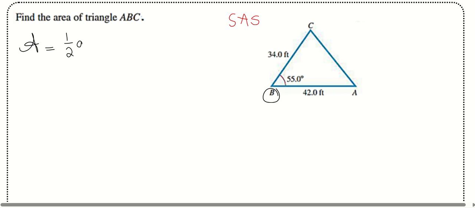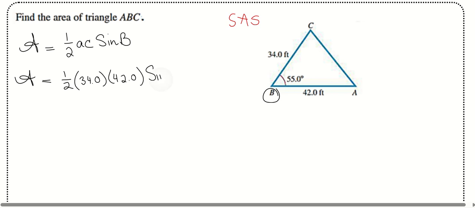1/2 AC sine of B. So here we go. Area is equal to 1/2. A happened to be 34 feet. C happened to be 42 feet. And big B happened to be 55 degrees. Fancy phones, fancy calculators, we should end up with an area equal to 584.9.